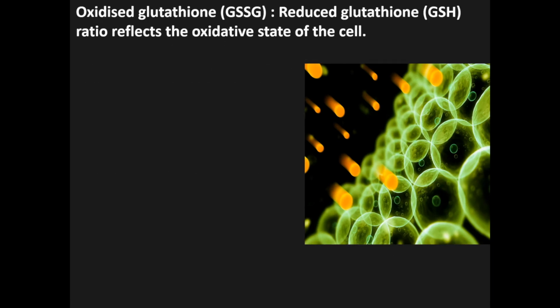The oxidative state of the cell is primarily reflected by the ratio of oxidized glutathione to reduced glutathione. Glutathione is an antioxidant present in a cell, and reduced glutathione reacts with reactive oxygen species, for example hydrogen peroxide, and is converted to oxidized glutathione. Oxidized glutathione is converted back to reduced glutathione by the conversion of NADP plus to NADPH. This is a very important antioxidative mechanism that helps to eliminate reactive oxygen species in the cell.